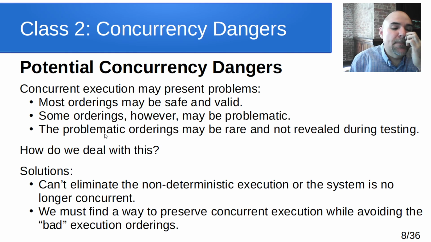All right, the second one here, and what we're going to focus on today at least a little bit, and we're going to do this a lot throughout the semester, is we need to find a way to preserve concurrent execution. So allow the processes to be concurrent with one another, but find a way to avoid those bad execution orderings somehow. Find a way to make our code such that it's written in a way that the bad orderings can never happen. We can't get dangerous behavior out of it.